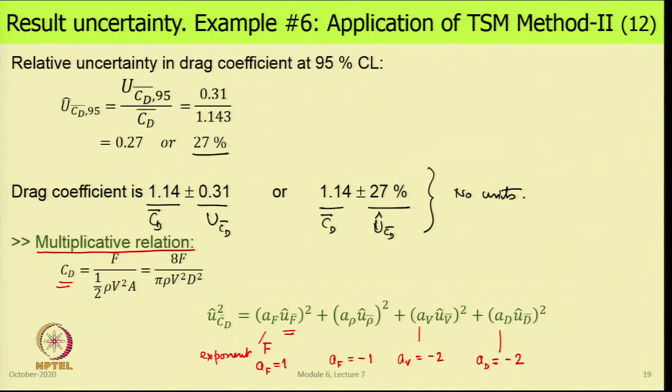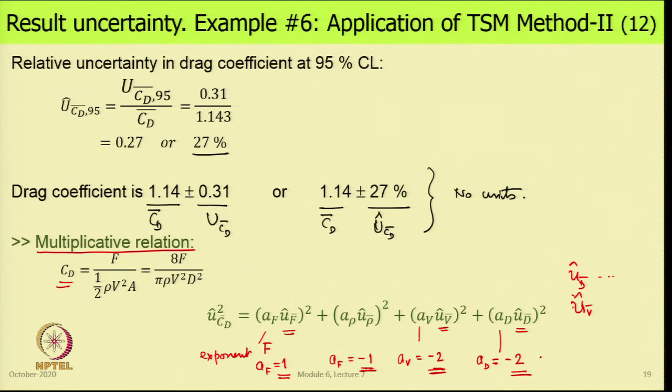Something nice comes out quite quickly here: because of these 2's, these uncertainties will get magnified more than the ones where the exponent is 1. That is one thing that comes out. The other thing is, when we do the calculations for u hats for all these 4 values, we will find that u hat d is very small, whereas u hat v is not that small.